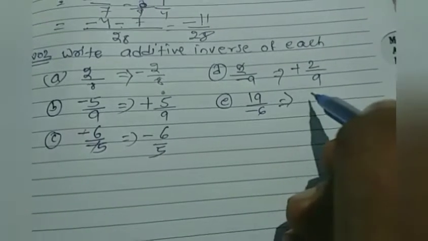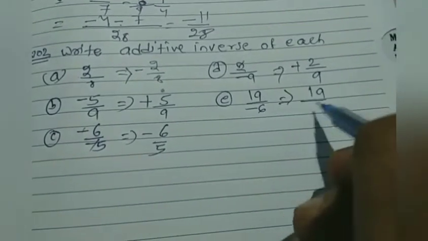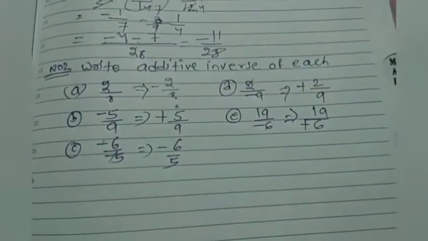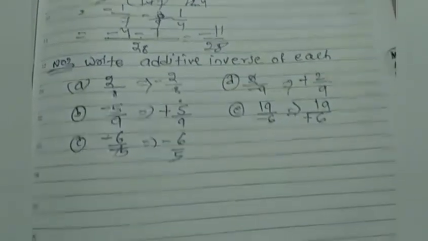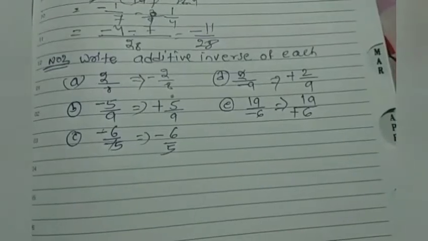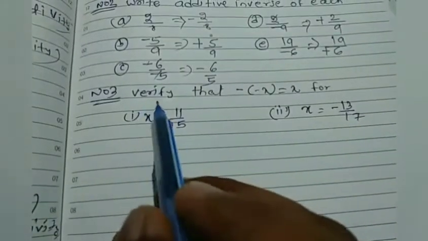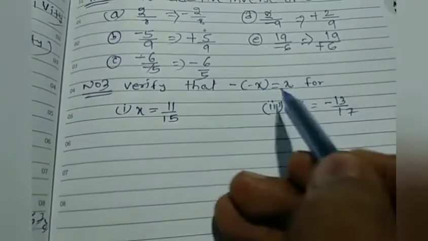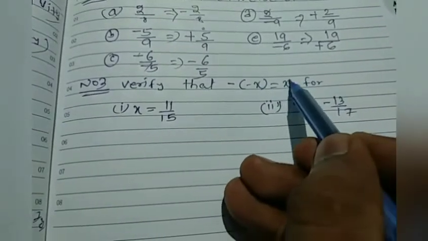Similarly, we can write 19 by plus 6. The additive inverse is just changing the sign of the rational number. Next question is to verify that minus of minus x equals x.